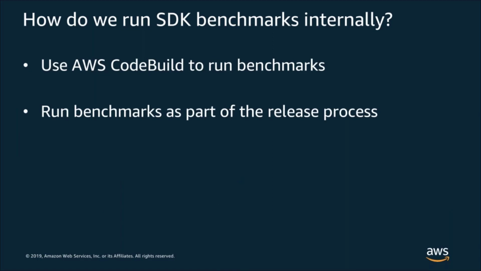We use AWS CodeBuild to run benchmarks to ensure the data from every build is directly comparable. And we run benchmarks as part of the release process to make sure there's no unexpected regression introduced into new versions to cause performance impact to customers. We also use benchmarks as a quality gate to block any changes that fail the benchmarks from merging into master.